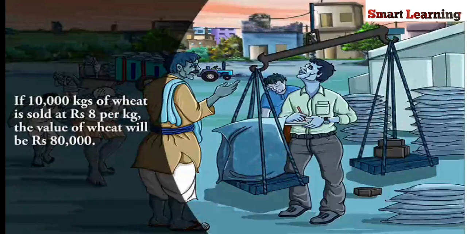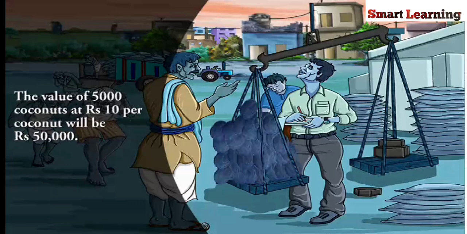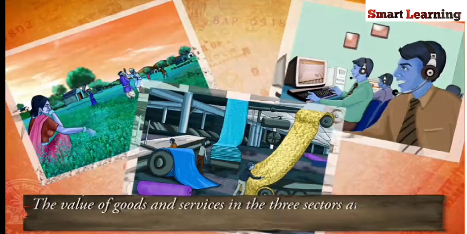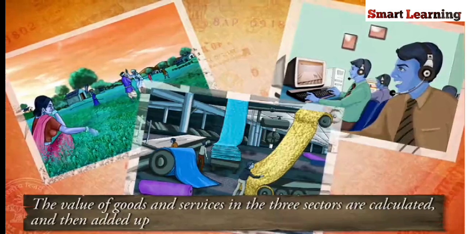For example, if 10,000 kilograms of wheat is sold at rupees 8 per kg, the value of wheat will be rupees 80,000. The value of 5,000 coconuts at rupees 10 per coconut will be rupees 50,000. Similarly, the value of goods and services in the three sectors are calculated and then added up.